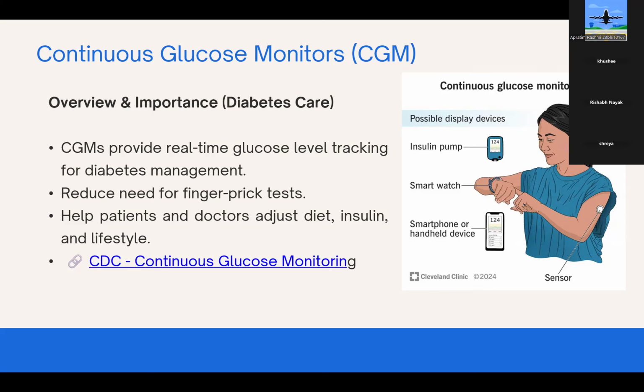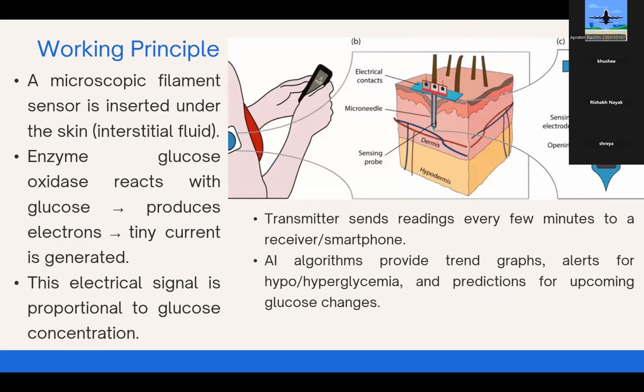Now we'll see the working principle behind it. First, sensor insertion. A tiny sensor with an enzyme coating, usually of glucose oxidase, is inserted under the skin. The sensor tip stays in the interstitial fluid. Next, the enzyme reaction. The glucose from the fluid reacts with the enzyme glucose oxidase on the sensor. This reaction produces hydrogen peroxide and releases electrons.